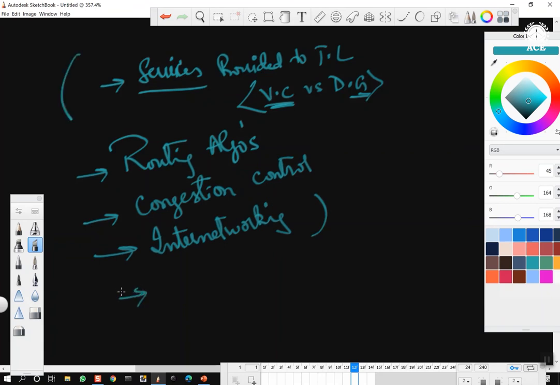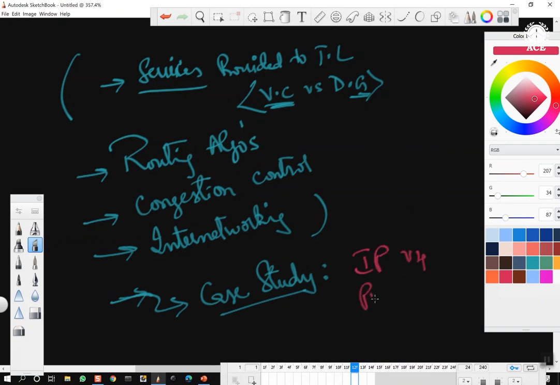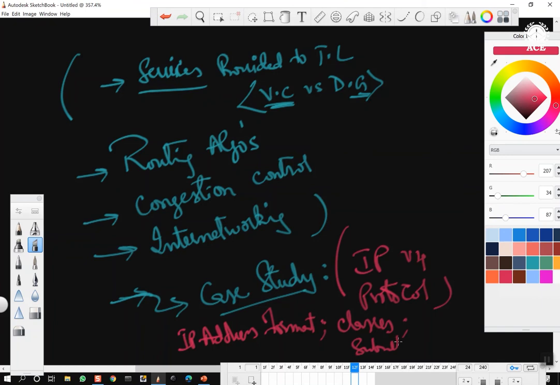To look at how this functionality is implemented, we will take up a case study. Which case study? The case study of IP, generally IPv4, the IPv4 protocol, the implementation of the network layer in the internet. We'll talk about the IP address format, then classes of IP addresses, then the concept of subnets, the concept of supernets, the concept of network address translation, etc. This will be the agenda that we are going to have a detailed look at in our coming videos.